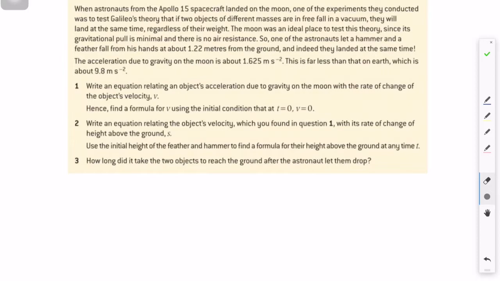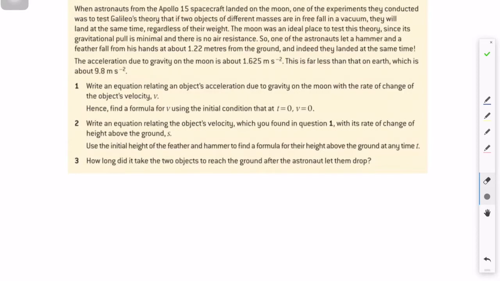The acceleration due to gravity on the moon is about 1.625 meters per second squared. This is far less than that on Earth, which is about 9.8 meters per second squared. Number 1. Write an equation relating an object's acceleration due to gravity on the moon with the rate of change of the object's velocity, v. Hence, find a formula for v using the initial condition that t equals 0 and v is equal to 0.